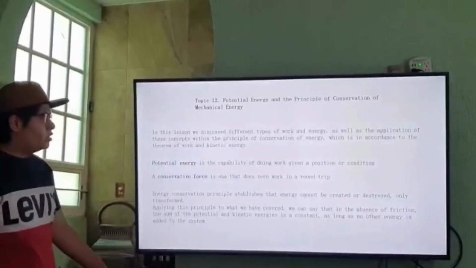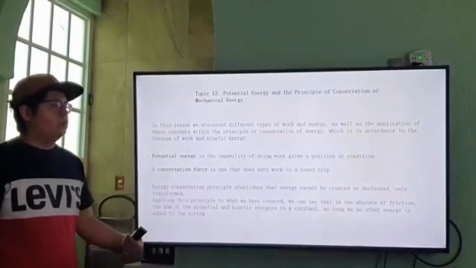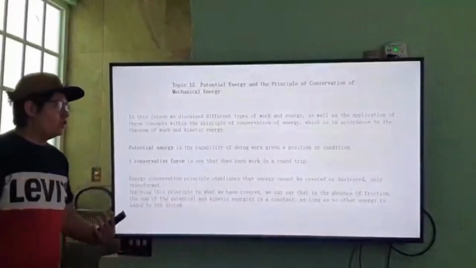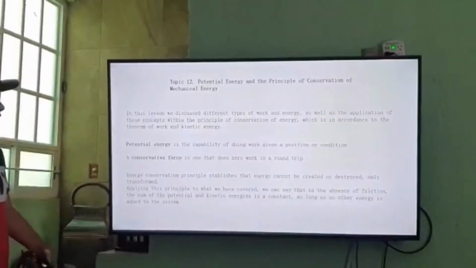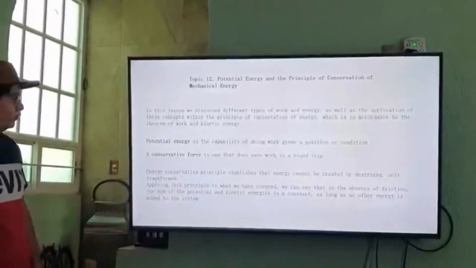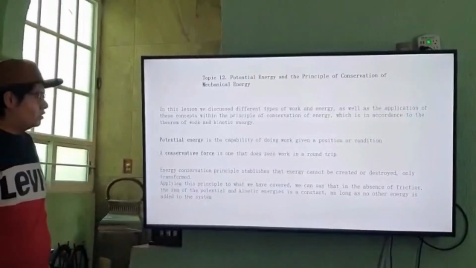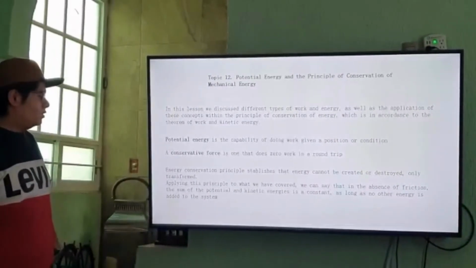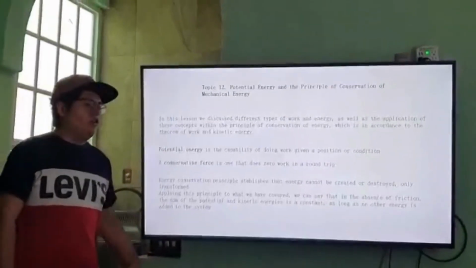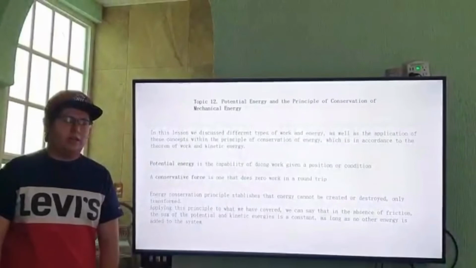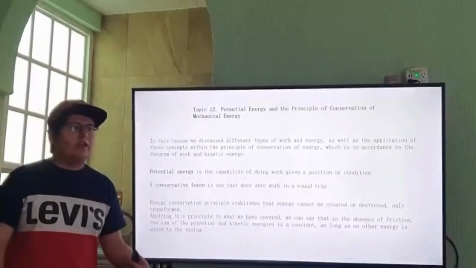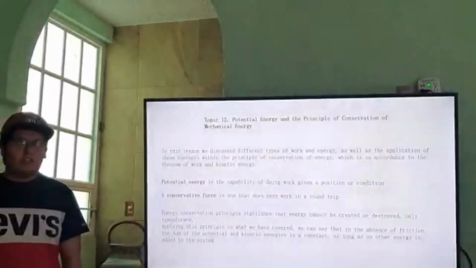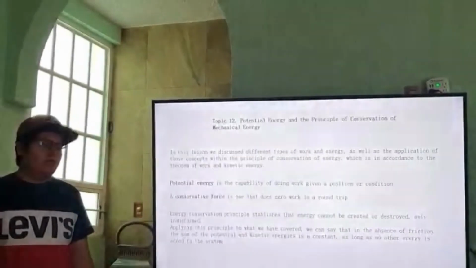As we all know, energy cannot be created or destroyed, it can only be transformed. So, taking this into consideration, the sum of the potential and kinetic energy is constant as long as no other energy is added to the system. This tells us that friction is the only force that can help us in certain times, because there doesn't exist another system.